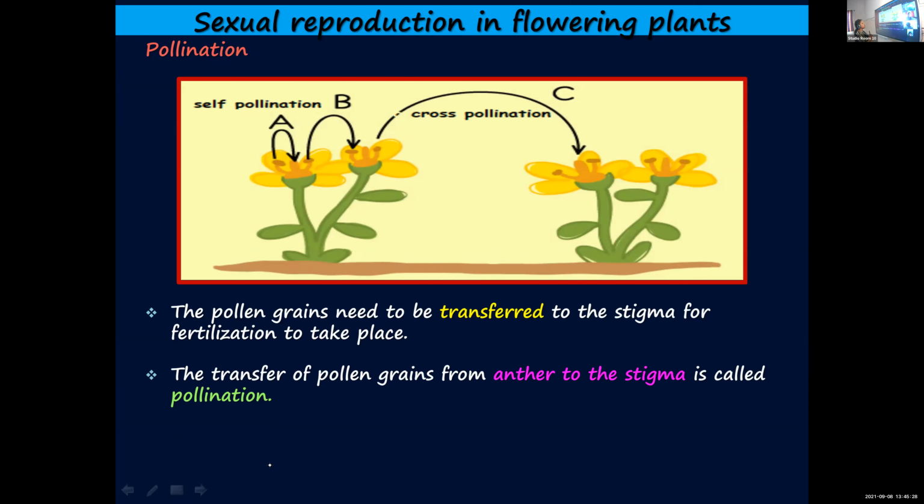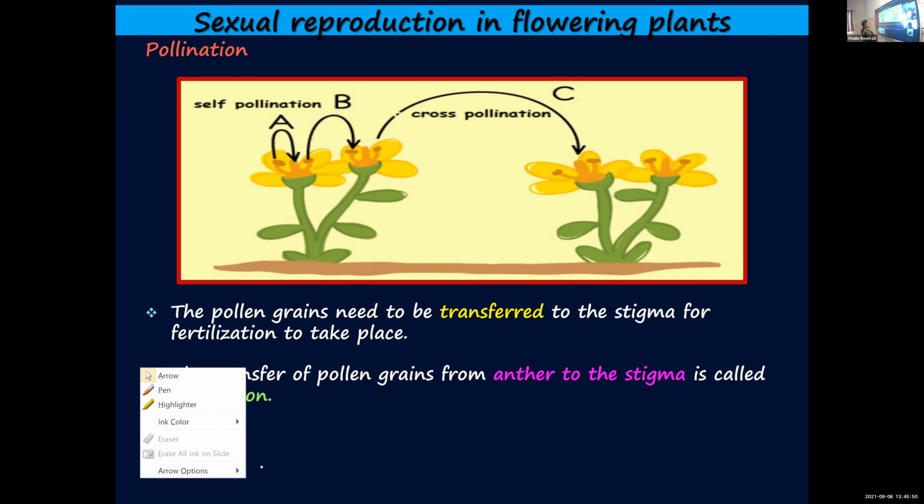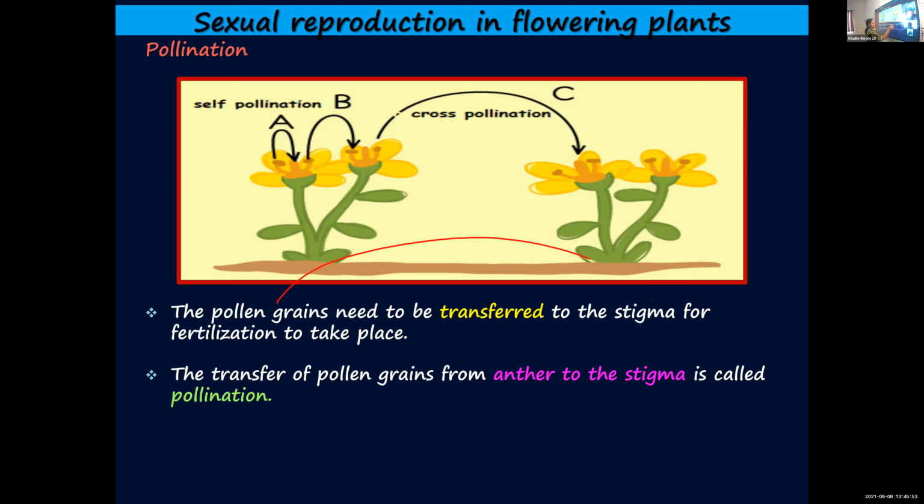I'll repeat again. Pollen grains should be transferred to the stigma. Only then can fertilization take place. You know that in fertilization, the male gamete should fuse with the female gamete. For that, the male gamete should reach the female gamete. So as the first step, the pollen grains having the male gamete should reach the stigma. Only then can that be followed by fertilization.